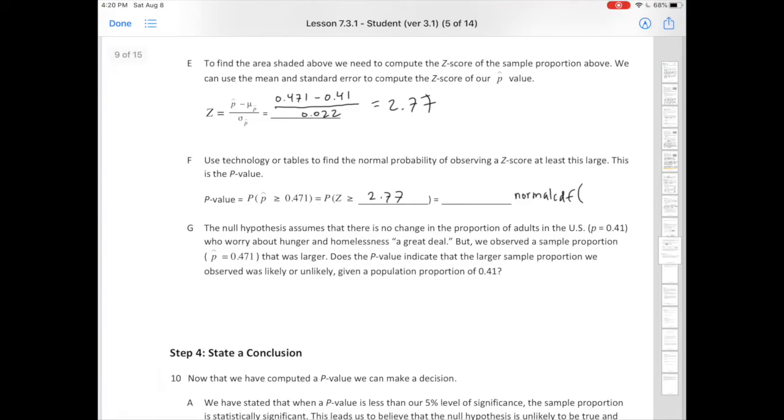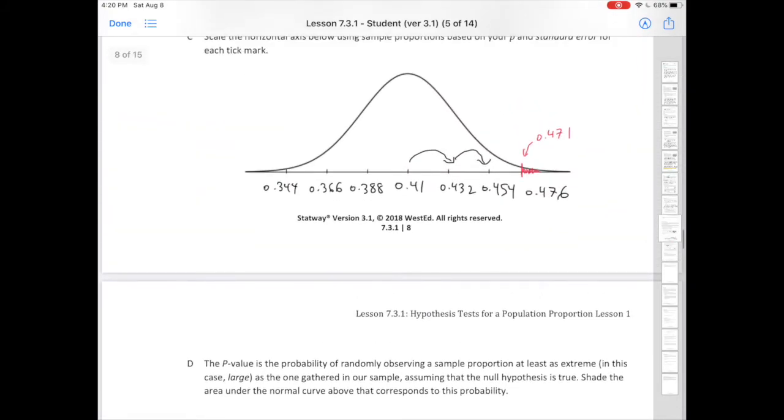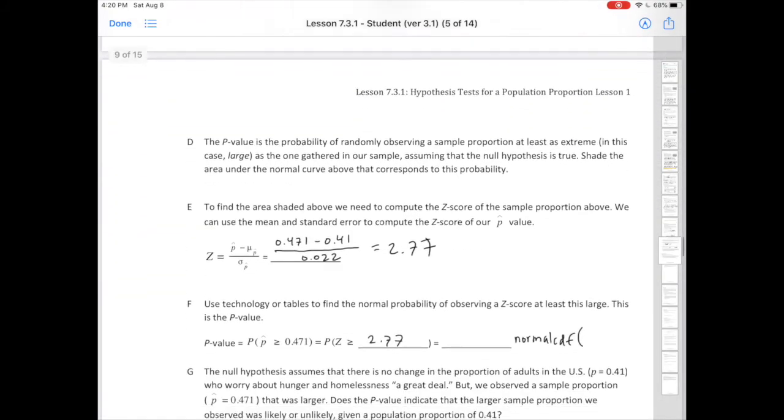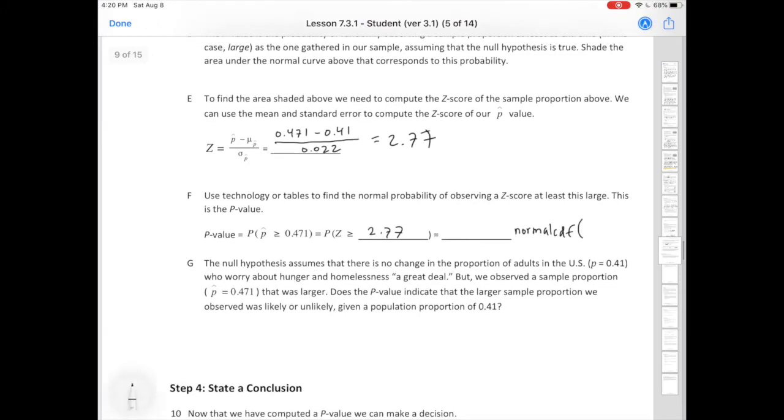And what's the lower limit? Well, because we are shading to the right, that means the left point is 2.77, and the upper limit is going to be infinity, or I can write 1e99. So this is what I'm going to put in my calculator. Let me demonstrate it on the calculator itself.